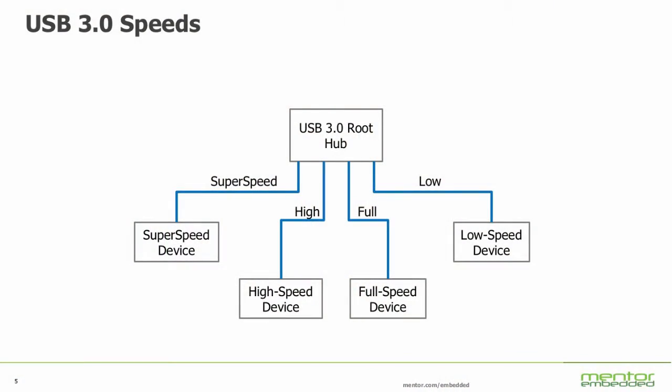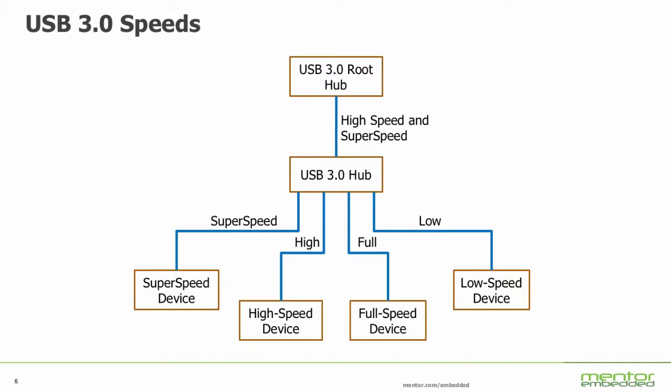Now, when we look at speeds, we need to look at the topology. If we have a root hub, which is a USB 3 root hub, we can see that it can communicate with devices of all 4 speeds, and it uses the speeds that we would expect: SuperSpeed, high speed, full speed, and low speed. Now, if we introduce a USB 3 hub between the devices and the root, then nothing much changes really. All the devices get communication at the speeds they expect, and communication between the USB 3 hub and the host is at high speed for USB 2 traffic and at SuperSpeed for USB 3.